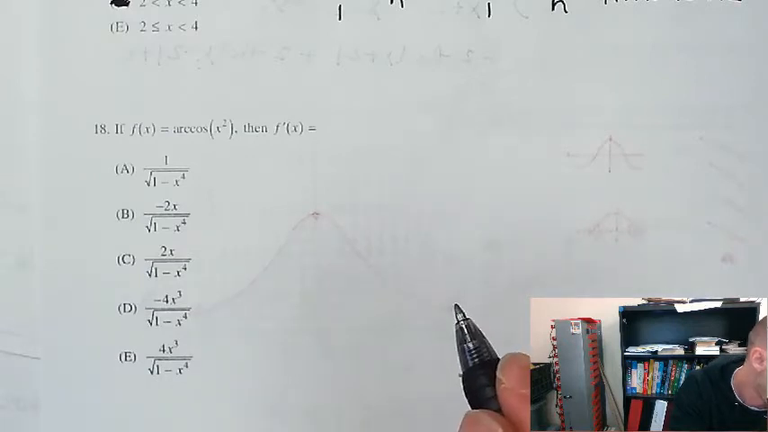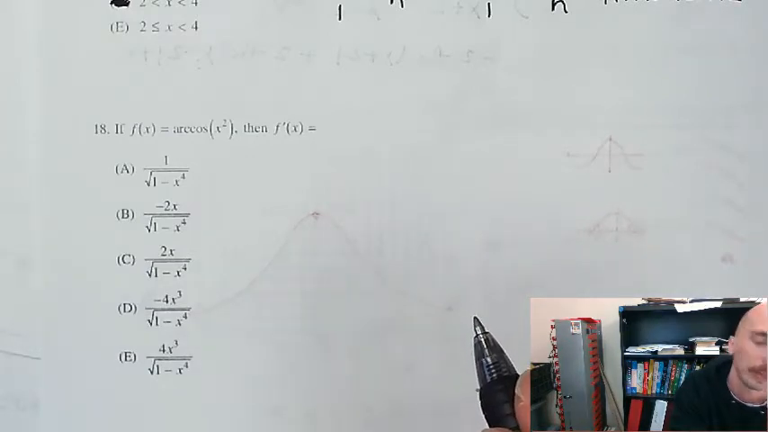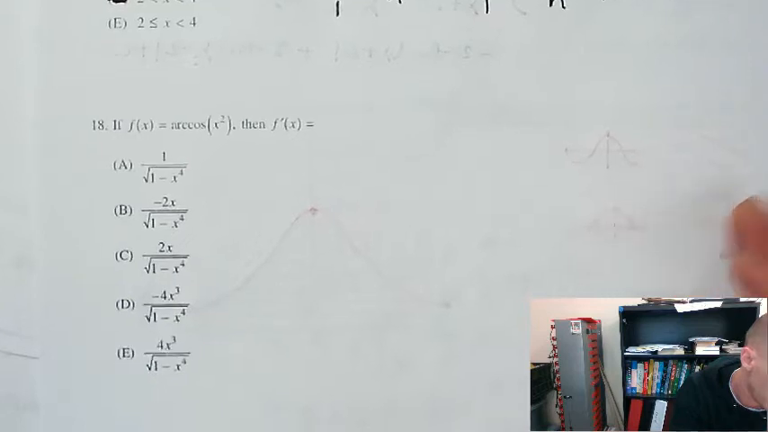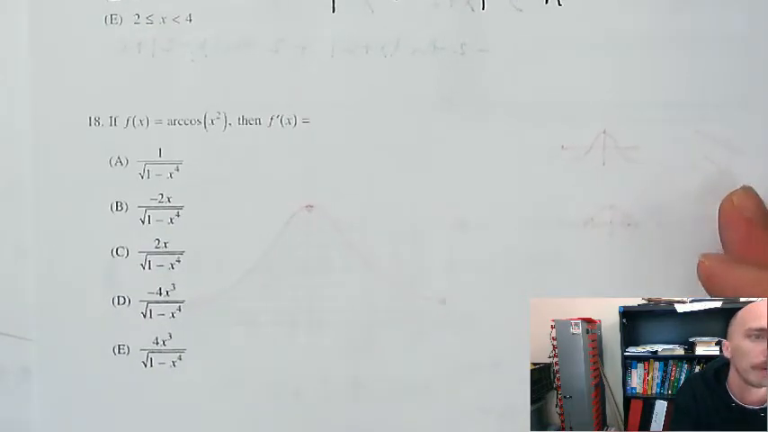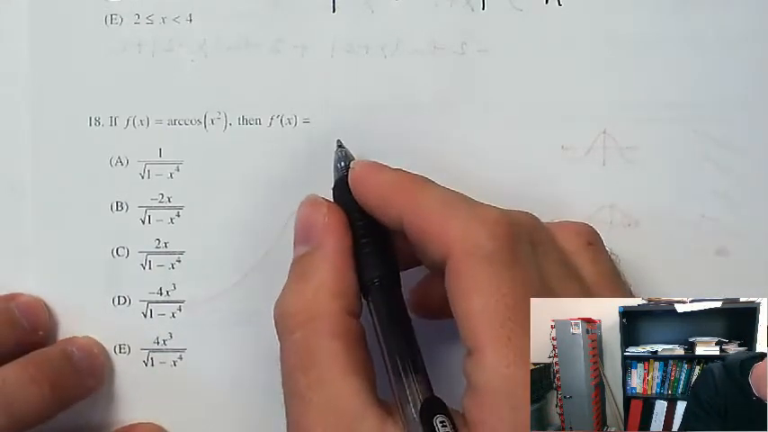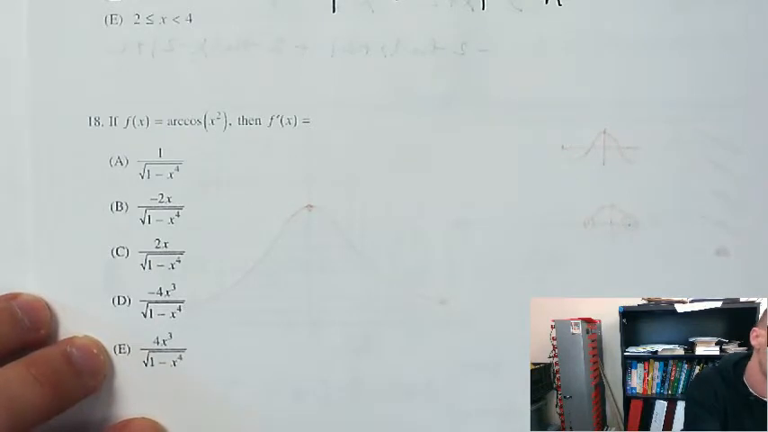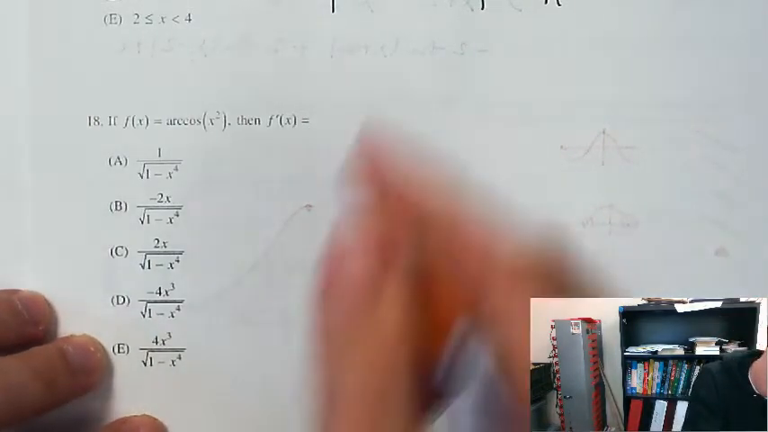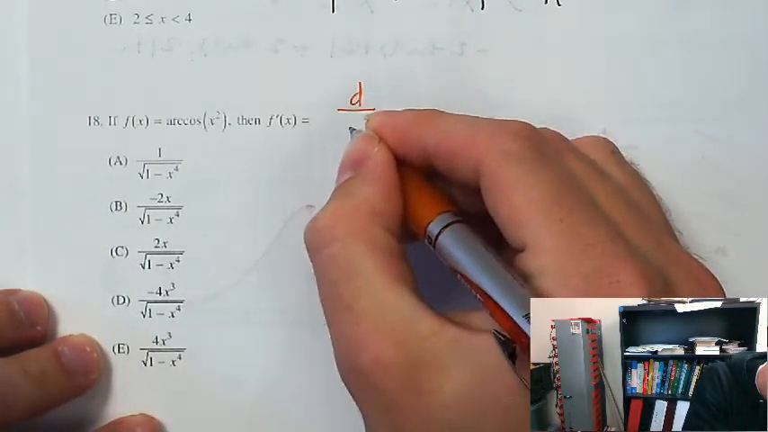F of x is arc cosine of x squared. Thank goodness. I was waiting for one of the obscure trig derivatives to show up, right? I don't think they showed up on that last exam. And I think I need to remind you about these. All right, so we know that the derivative of... okay, maybe you've got it memorized, but you don't really know what to do.